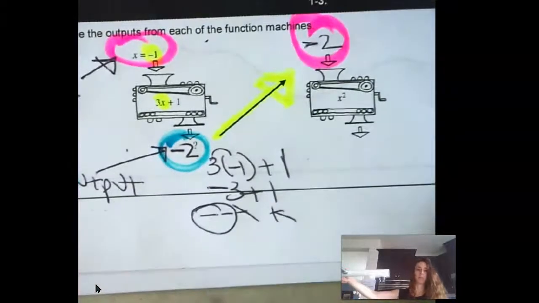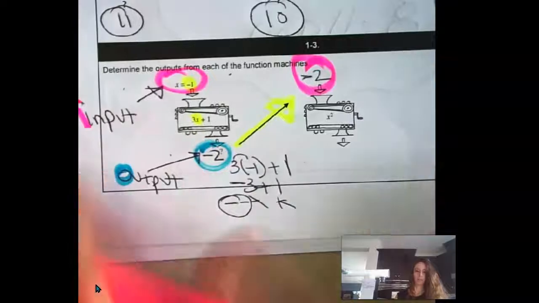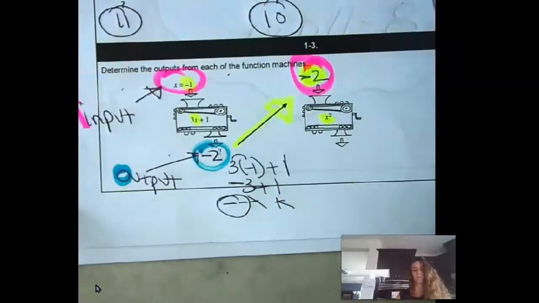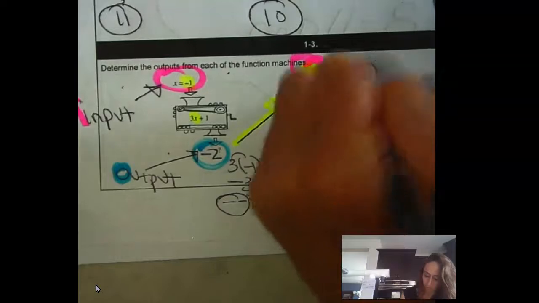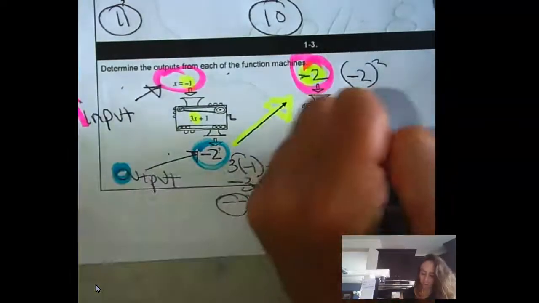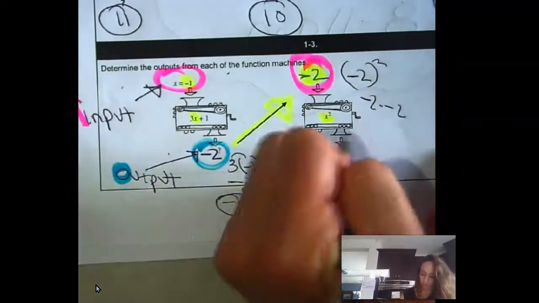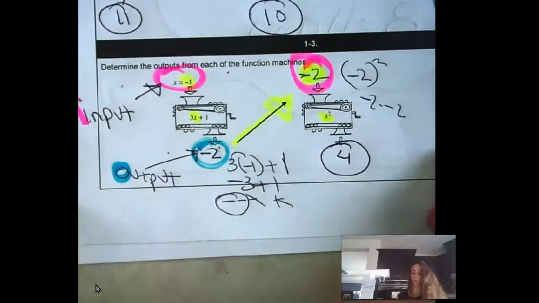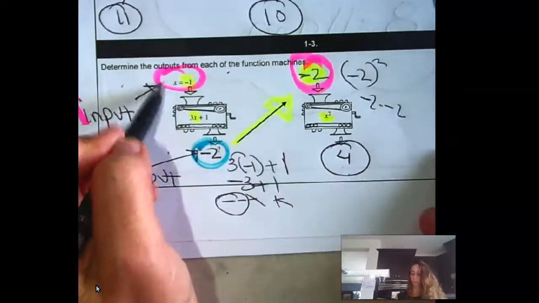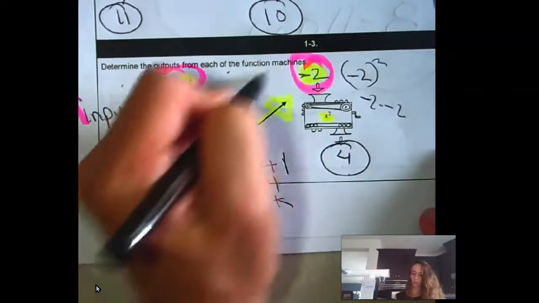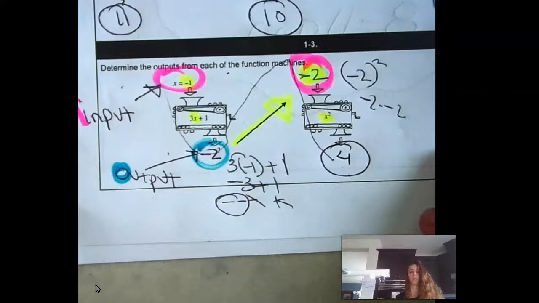Okay, so let me zoom that out a little bit. And then they want you to do this. Take negative 2, plug it in. Negative 2 squared means negative 2 times negative 2, which is 4, which is my final answer. So I input to output, turns into my input, and there's my new output. Let's go to the next page.